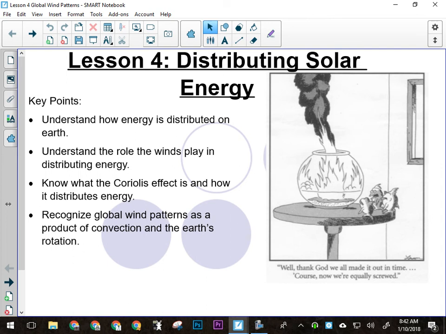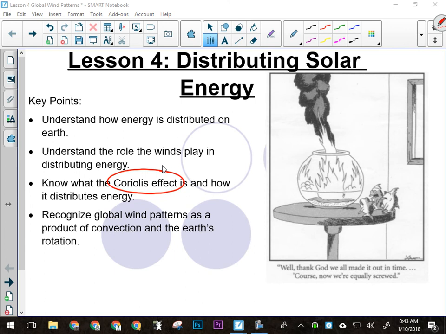So we're going to look at how energy is distributed on Earth. Obviously, what part of the Earth gets the most energy? The equator. But it's not all there. Some of it gets transferred to higher levels. We talked about that yesterday: convection and latent heat as well. Understand the role that the winds play in distributing energy. We're going to look at the Coriolis Effect.